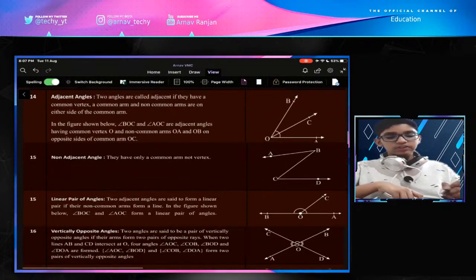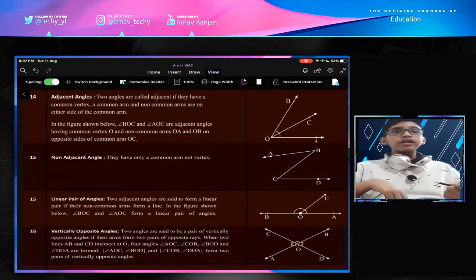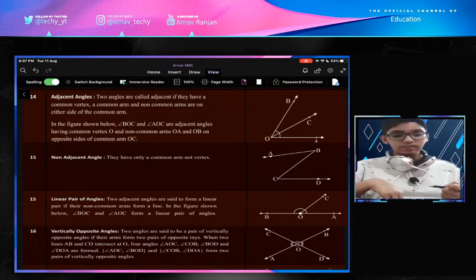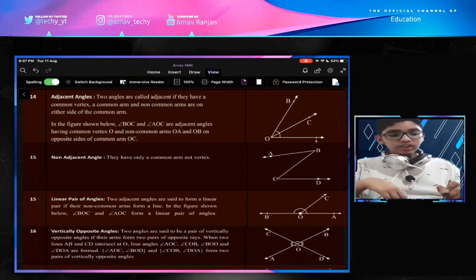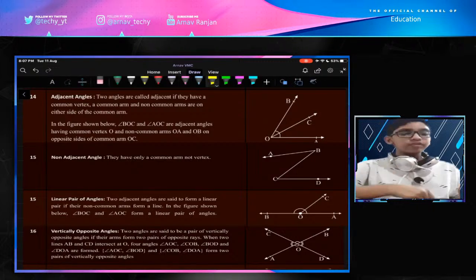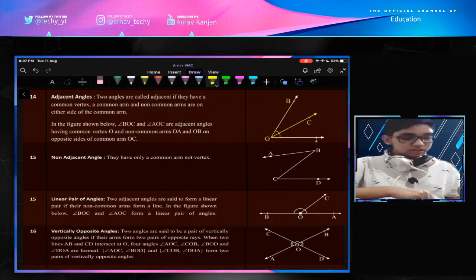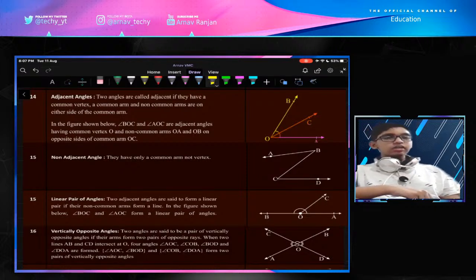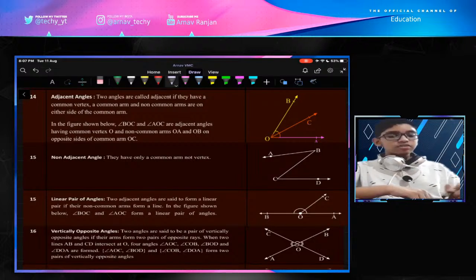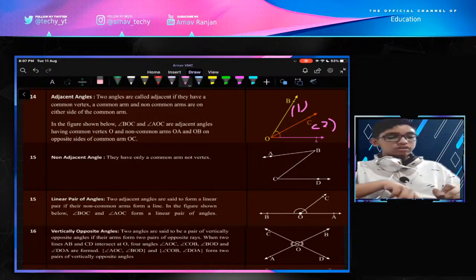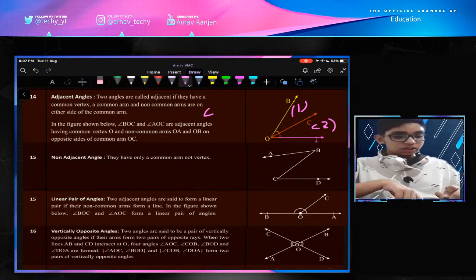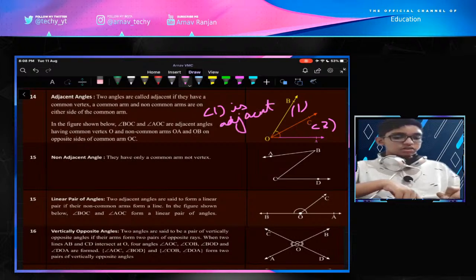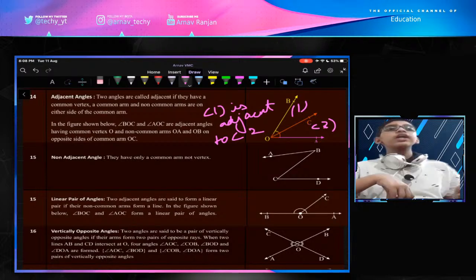Next we'll talk about adjacent angles. Two angles are said to be adjacent if they have a common vertex, or two angles which are side by side. This is one angle, this is another angle, and if these angles are next to each other, angle 1 and angle 2, then angle 1 is adjacent to angle 2.